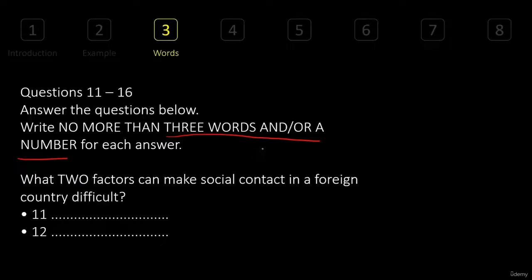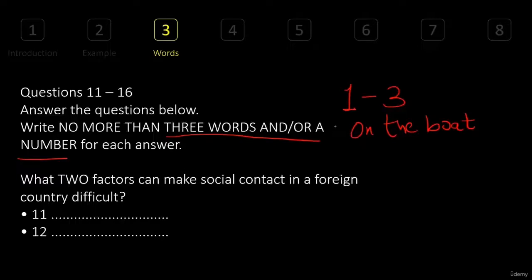If you can, please go back to the other video. If not, let me explain it here. You cannot write more than 3 words. Your answer must be between 1 to 3 words. Secondly, if it is a number, you can add it to the word. For example, "on the boat" will fulfill the requirement of not more than 3 words.